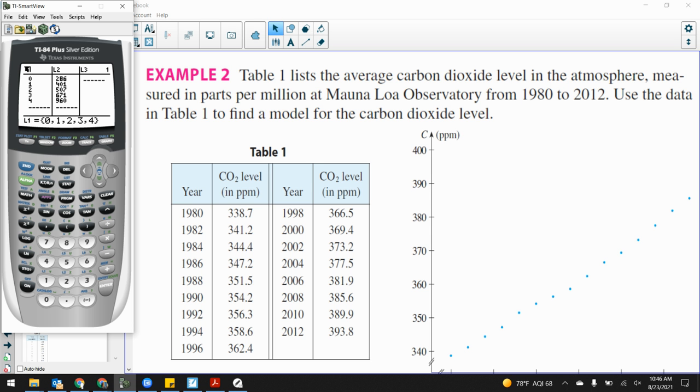Remember that you can go up to list 1 and list 2 and clear. Don't hit delete. Please hit clear and hit the down arrow. And we can plug in our information. So I'm going to start plugging away here. 1980, 1982, 1984, 1986.